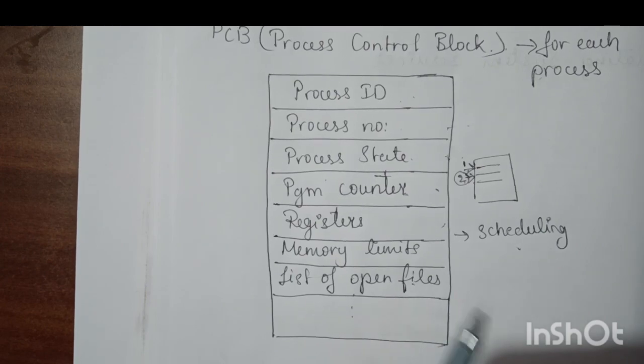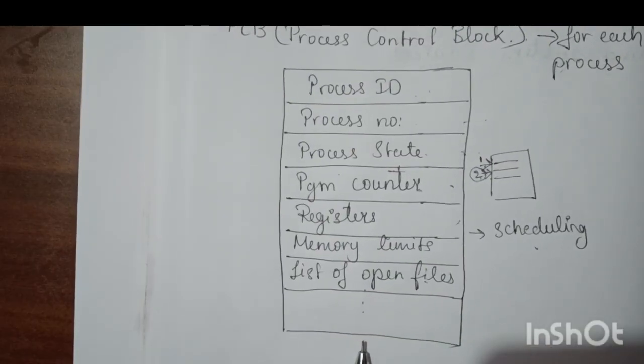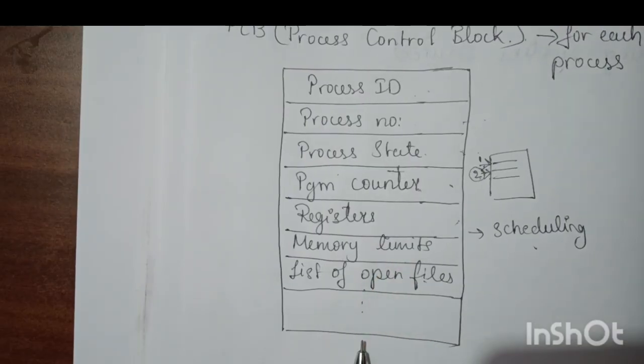Then next we have memory limits. That's nothing but the information about memory management. That means how much part of your memory each process is taking, and for how long it is using that part of memory, and after using it, how much part of your memory is released. All this information is in your memory limits.